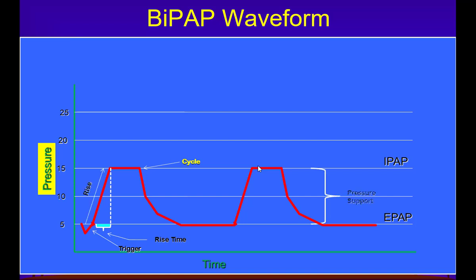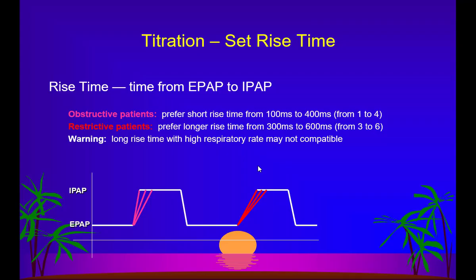We have this pressure support. That is the difference between IPAP and the EPAP. And that is what we call the inspiratory time, right? The duration in which the machine remains in the IPAP phase. So this is what the rise time is all about. The rise time is how quickly the machine goes from EPAP to IPAP.